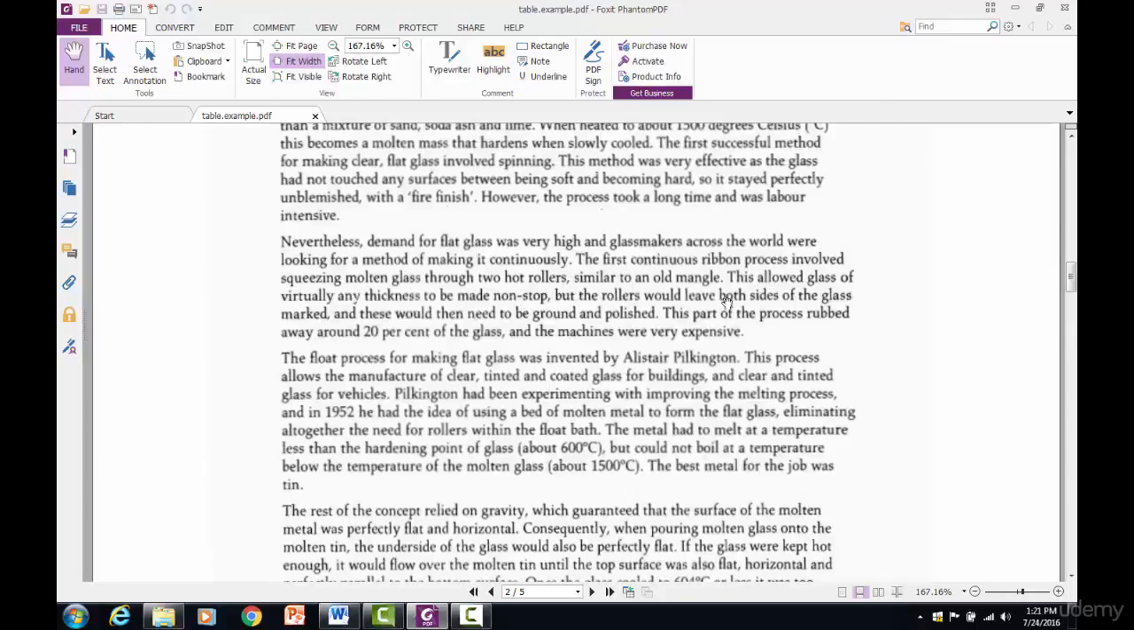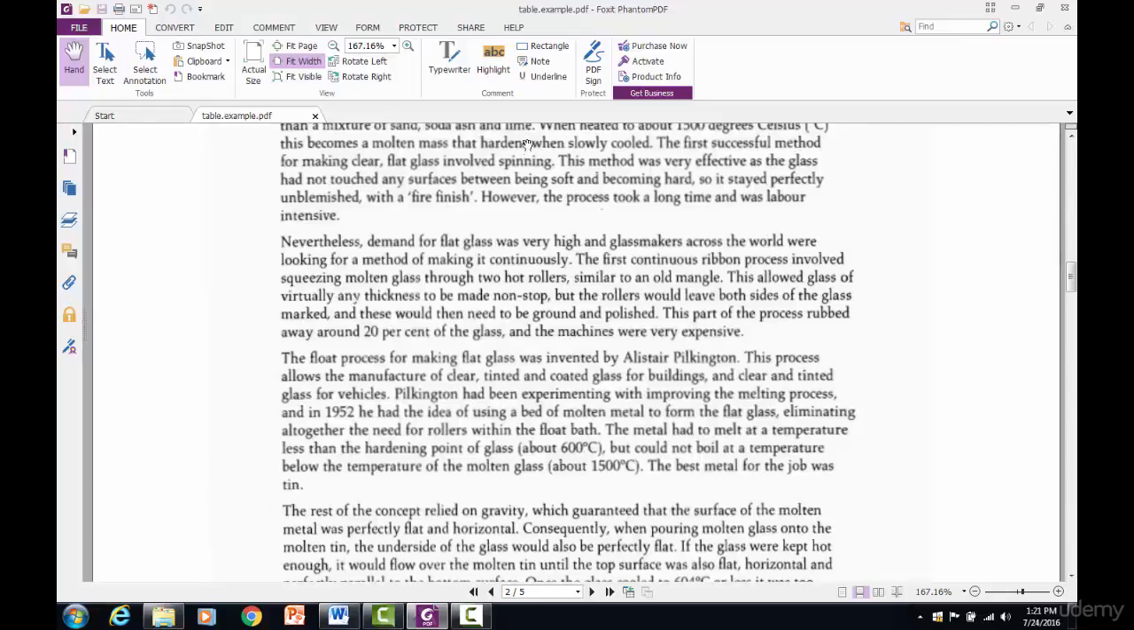"But the rollers will leave both sides of the glass marked." Oh, so the glass was marked. "It will leave both sides of the glass marked, and these would need to be ground and polished." So the glass was marked. Marked. There's the answer right there. M-A-R-K-E-D. Marked.